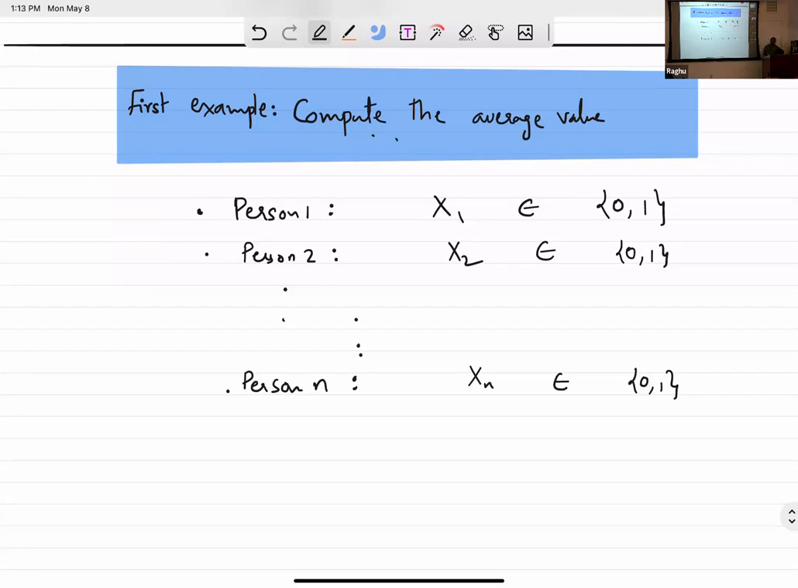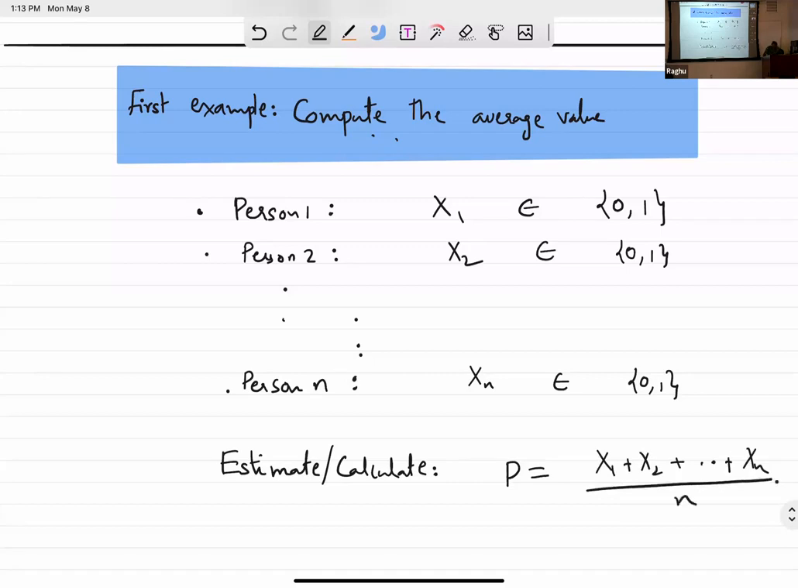Okay. So what we want is to estimate or calculate, let me say P, which is the average value of these 0, 1 valued numbers. Okay. That's what I want to do.